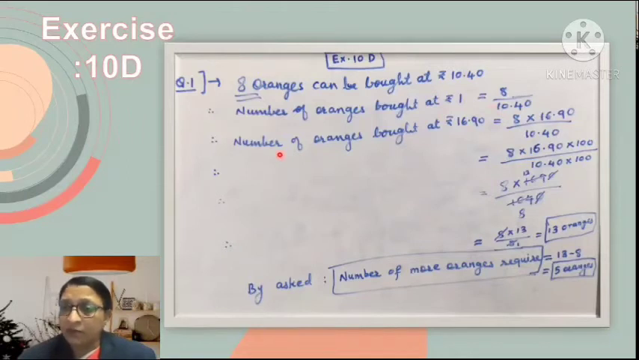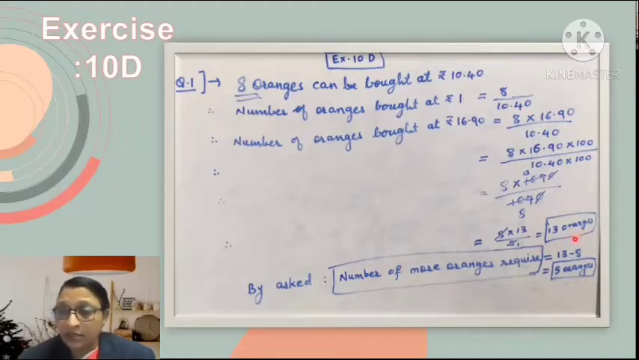In the next step, from the above value, we will calculate the number of oranges bought at rupees 16.90 by multiplying the previous value with 16.90. So 8 into 16.90 upon 10.40. We will go for the calculation. Here, this is a decimal number. We will convert it into a whole number by multiplying with 100. So we have to multiply the numerator also. So in the next step, 8 into 1690 upon 1040. On doing the basic number crunch, we will get the value 13 oranges.